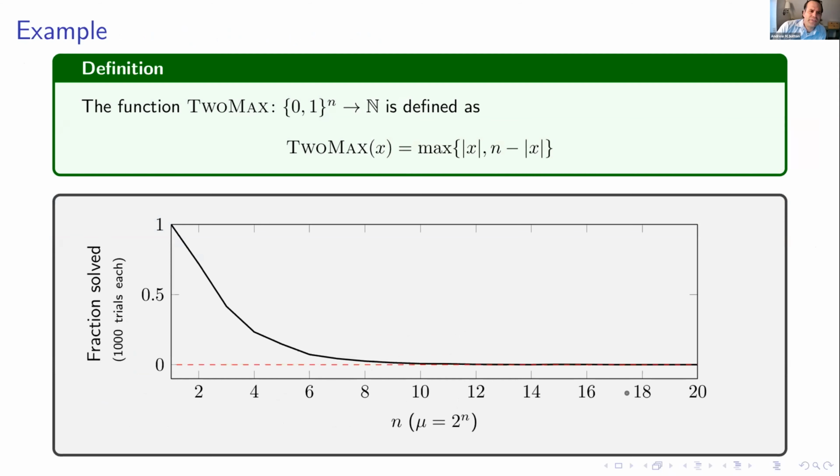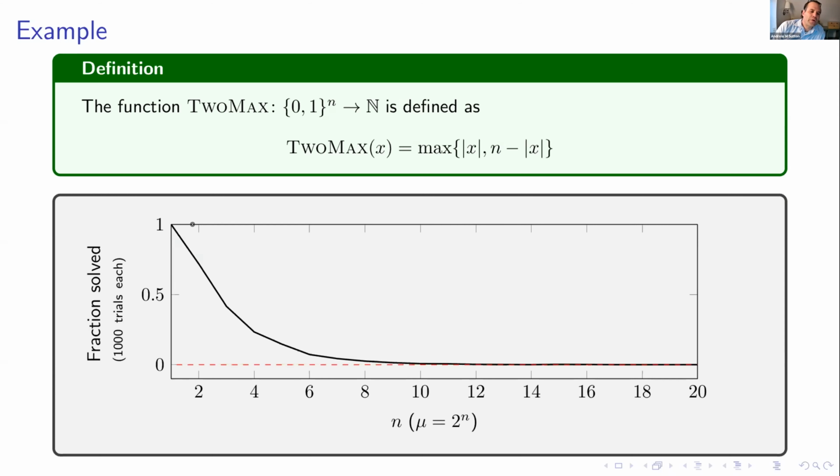So here's an example of what I mean by this. We'll take the function 2max. This is the spin-flip symmetric version of 1max. In 2max, if you have a string, the fitness is: you look at the number of ones and the number of zeros, and you return the larger of the two.